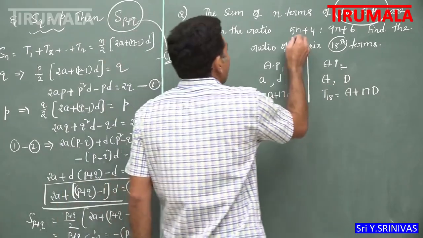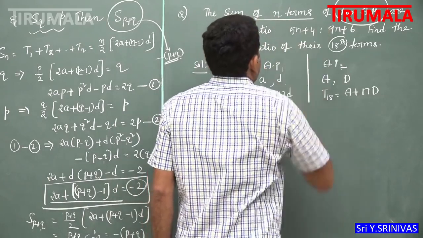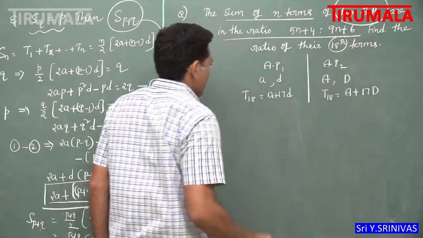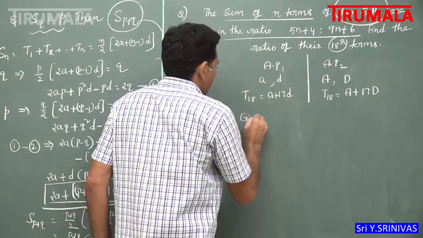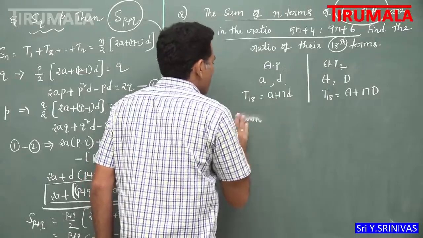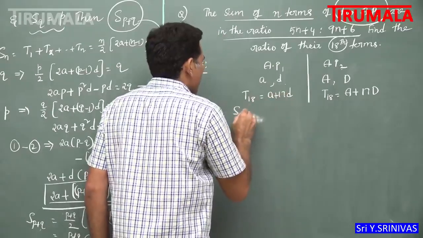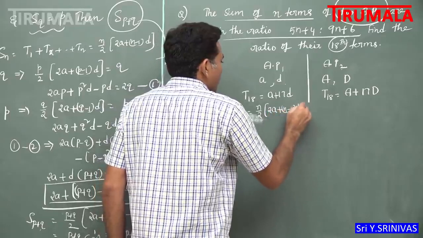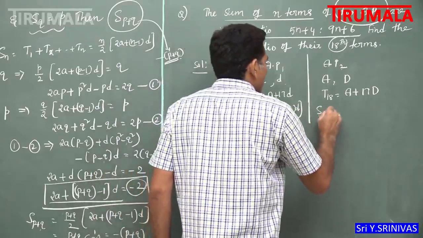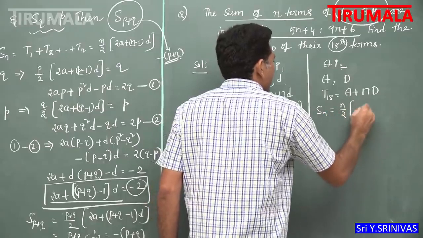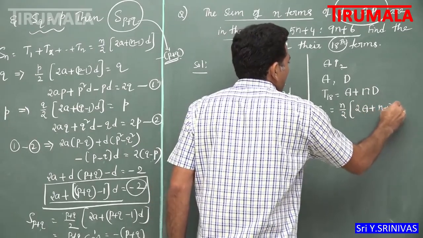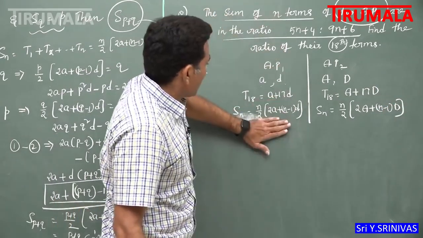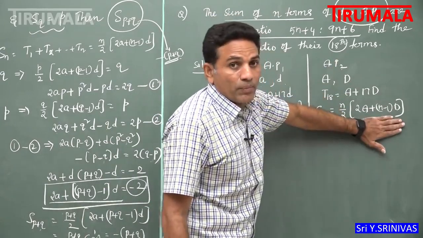Now, what is given, student? The sum of n terms of the two APs are in the ratio. First of all, what is the sum of n terms here? The sum of n terms is n by 2 into 2a plus n minus 1 into d. For the second AP, the sum of n terms is n by 2 into 2 capital A plus n minus 1 into capital D. What is given is the ratio of the sum of n terms of the first AP to the sum of n terms of the second AP.